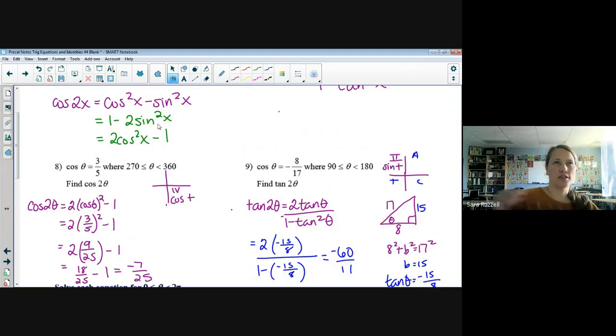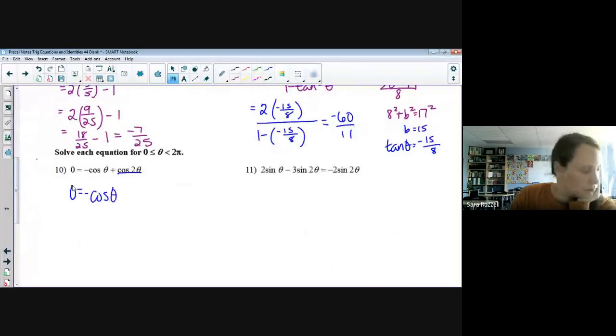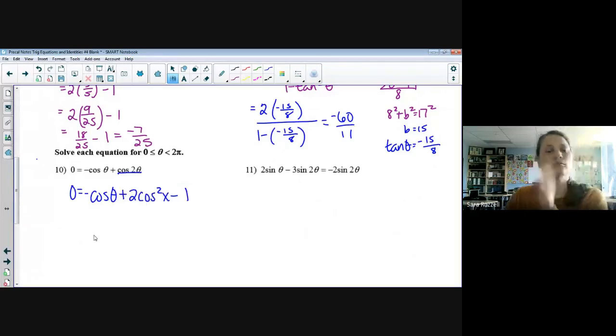If I've got just cosine theta, I don't want to put a sine in there because then I'd have to switch the sine to cosine so that I could solve them. So I'm going to pick the one, if you're using cosine 2 theta, that's the same trig function as what I already have in there. So I'm going to replace this with 2 cosine squared x minus 1. So that became that.